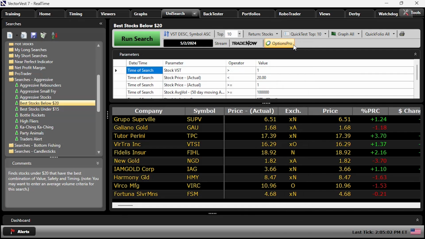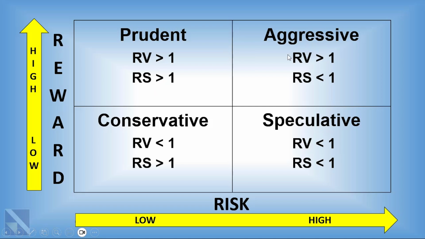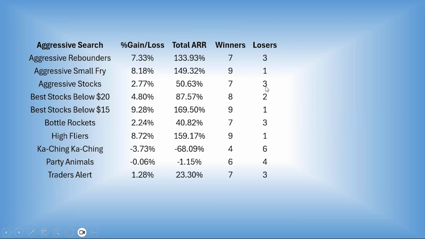So what I've done in regards to this, I've got a spreadsheet of all of the searches in the aggressive folder and what they did. How about best stocks below 15 did the best? 9.28%, 9 winners, 1 loser.